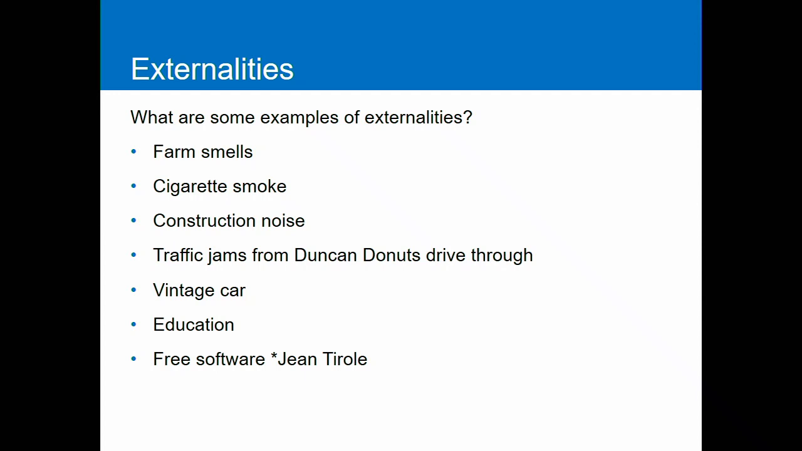The final example is free software that has positive externalities. This idea was talked about by the Nobel laureate Jean Tirole. He won the Nobel Prize in Economics in, I believe, 2014.